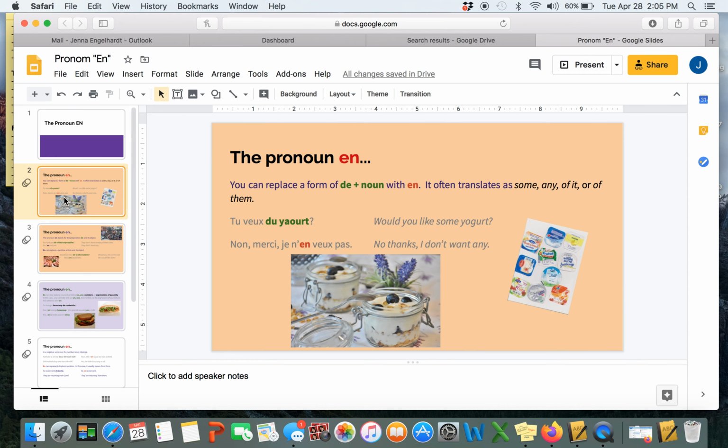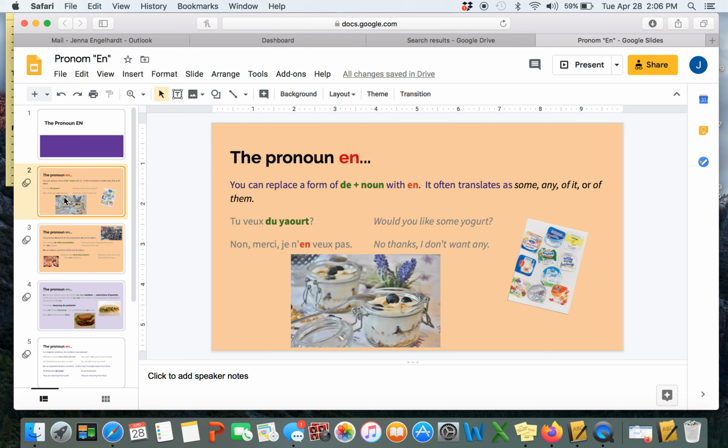So the pronoun en, it's probably the trickiest one because it can replace a lot of different things. So the first thing that can be replaced with the pronoun en is de plus a noun. So basically, these are partitive articles. Now, if you remember from a few weeks ago when you did partitives and you had all of those partitive phrases, all of those are going to come back into play right now. So the pronoun en is going to replace partitive articles. So anytime you're going to say some. So some pizza, the example here, tu veux du yaourt? Do you want some yogurt? Would you like some yogurt?